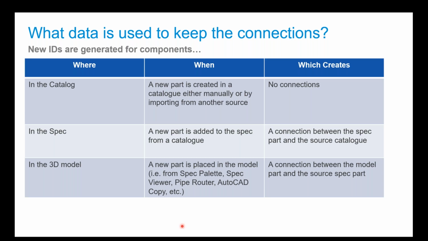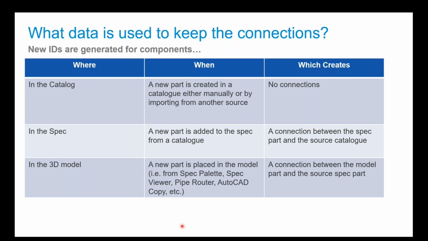Now, next thing is what happens in the spec. With a new part, you are going to add this part into the spec using the spec and catalog editor, and you're going to choose a part and bring it to the spec from the catalog. Now what happens here is a connection is made between the spec part and the source catalog. Again, as I was referring to those GUIDs and PNPIDs, those are critical to create this mapping. So once the IDs are mapped for the part, then the spec and catalog are connected at that point.